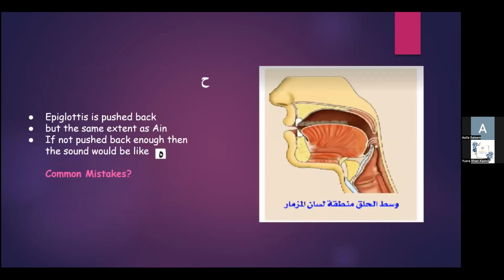The next letter, ha. Again we have two letters from the middle of the throat, the wasat al-halq, ayn and ha. In both cases, the epiglottis is pushed back. Here again, as you can see, the white dot. But in the case of the ha, the epiglottis is not pushed back as much as for the ayn. For the ayn, it's more squeezing, more pushing, but for the ha, it's slightly less. This is the reason it's easier to say the letter ha than the ayn.